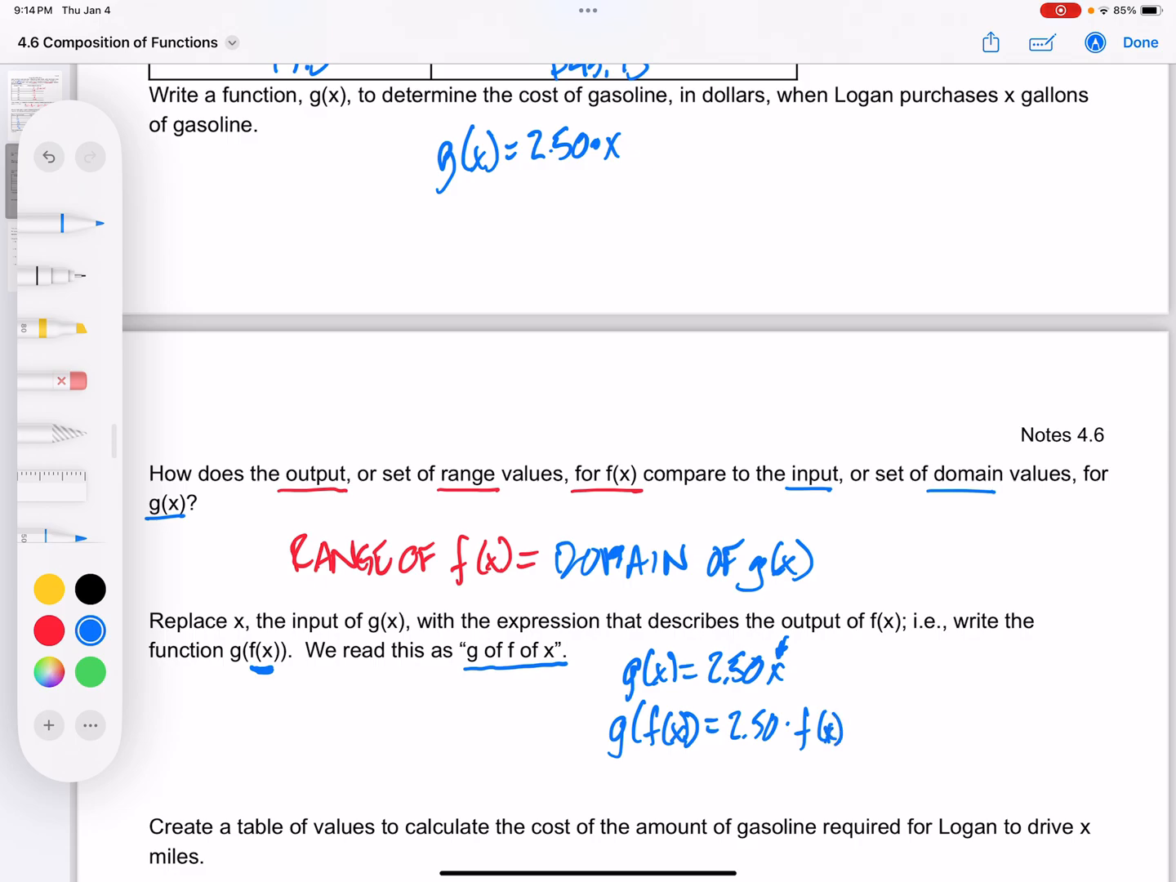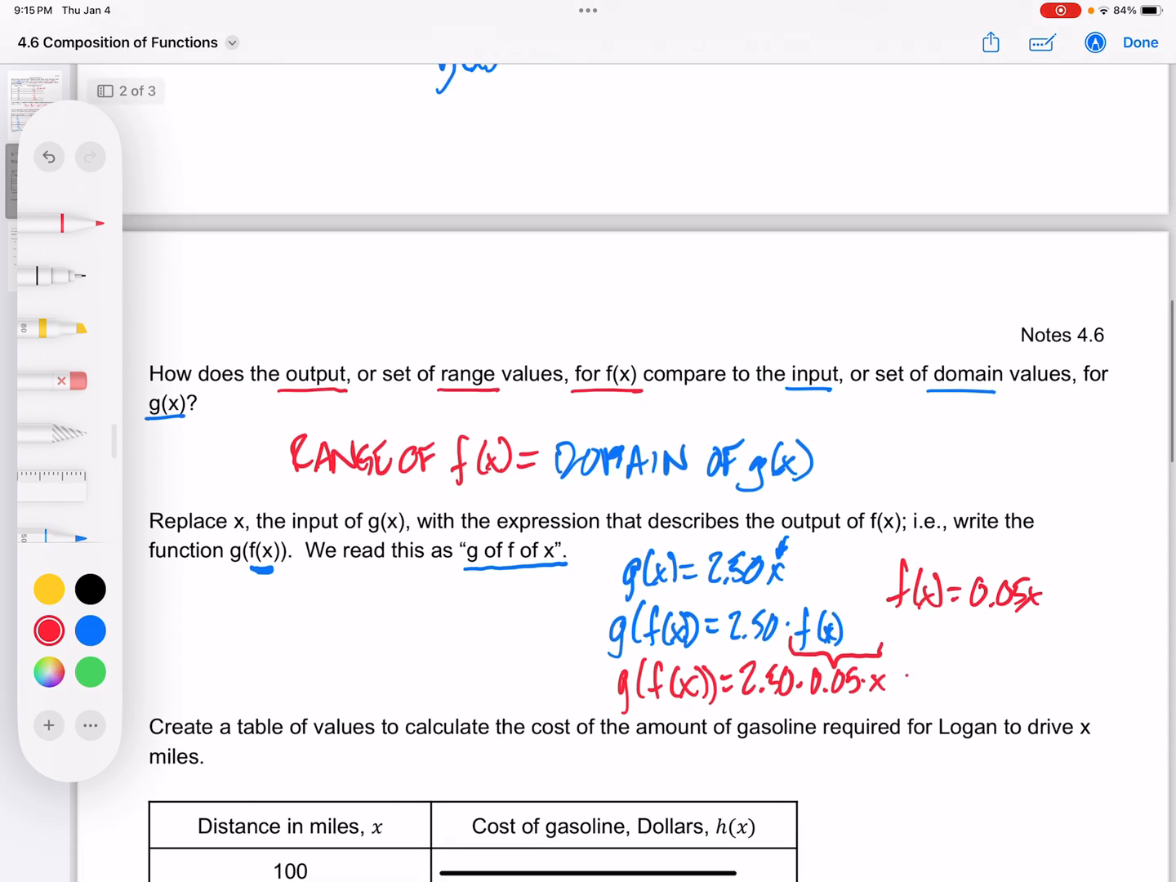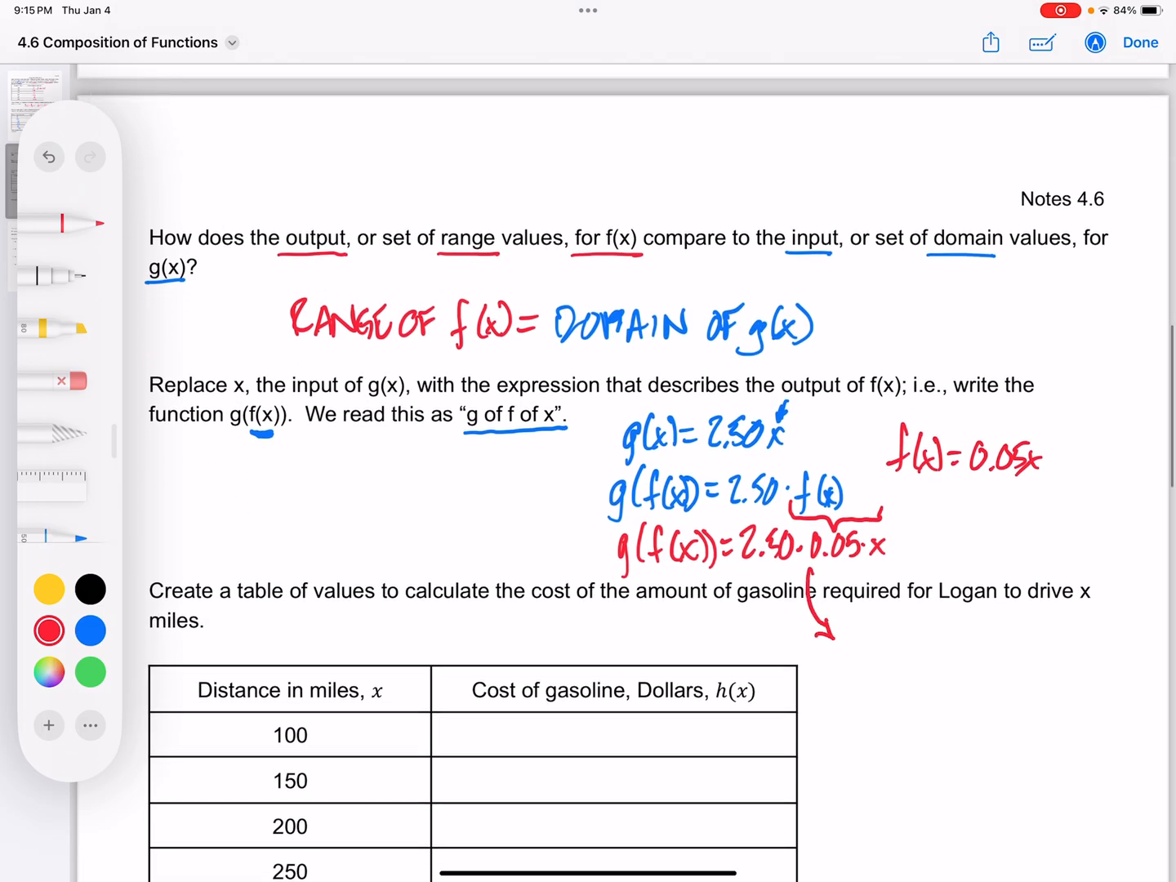All right, but what is f of x? F of x is equal to 0.05 x. So that means we can change this. We can say that g of f of x is equal to 2.50 times 0.05 times x, because f of x is that part right there. Okay? So that is our eventual rule, and we can simplify this one step further, and I'm going to write this down here.